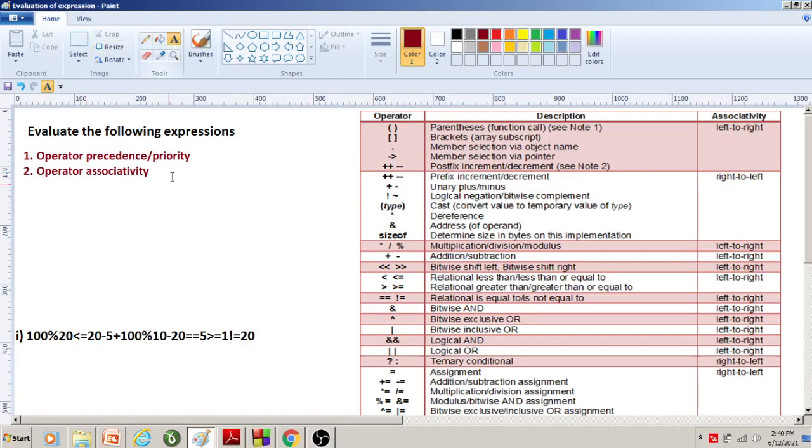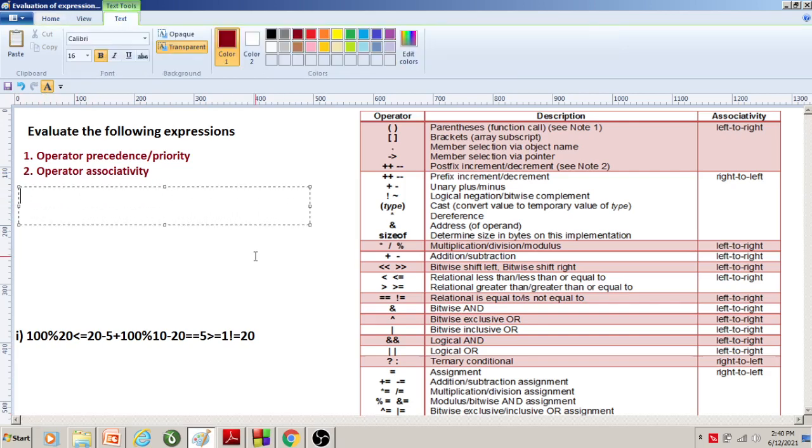Hello everyone. In this video, I am going to discuss how operators are evaluated in a C program. To evaluate expressions in a C program, we have to consider two important notions. The first one is operator precedence and the second one is operator associativity.